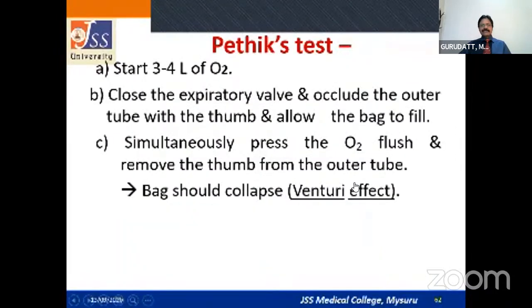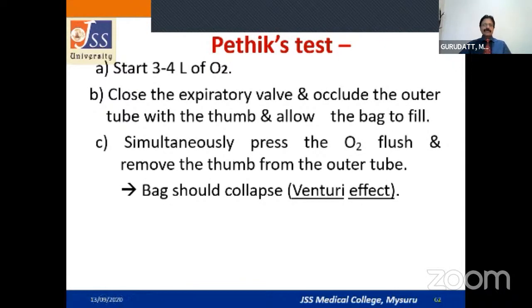Then another popular test is the Pethick test. In the Pethick test, again you have to close the expiratory valve, and you have to occlude the outer tube also with a thumb. And you can start about 3 to 4 liters of oxygen, or you can fill the bag using the oxygen flush.